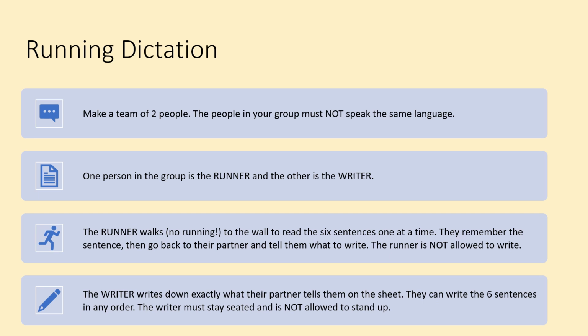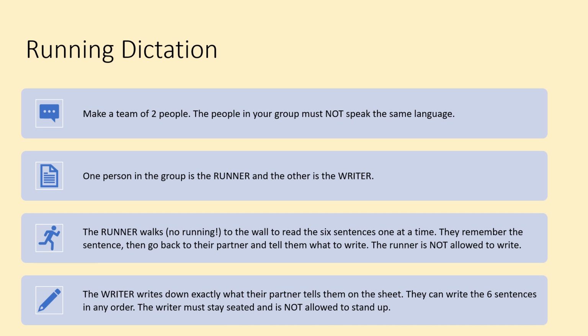So here are the instructions given to the students. They make a team of 2 people. The people in your group must not speak the same language. I know in some schools that may be difficult, but we're trying to insist that they speak English. So one person in the group is the runner and the other is the writer. The runner actually has to walk because you're not allowed to run. They walk to the wall to read the 6 sentences one at a time.